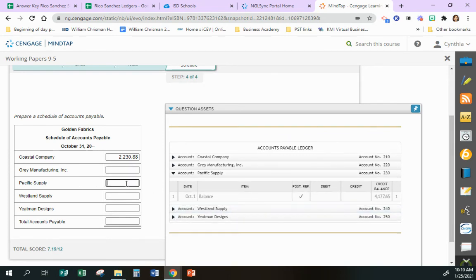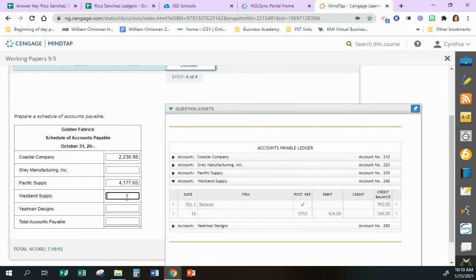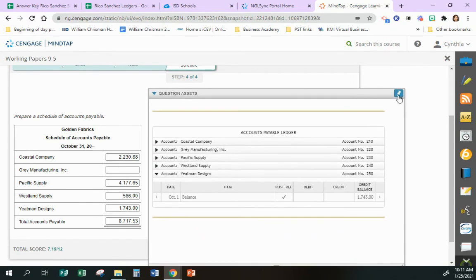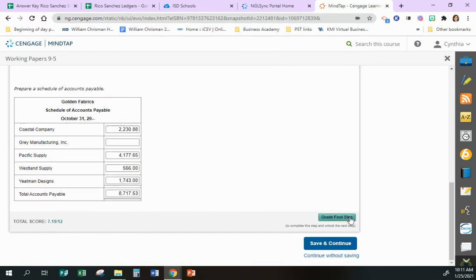Pacific Supply is $41.77.65. Westland Supplies $5.66. And Neatman is $17.43. And then to do your schedule of accounts payable, you're going to add those all together, and you should get 8717.53. And then I'm going to put that back where it was and grade my final step.